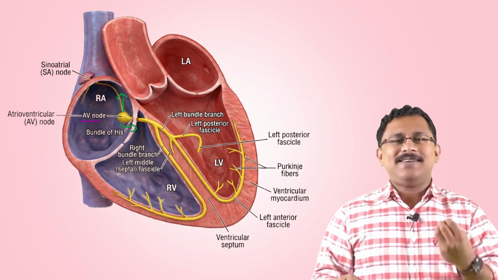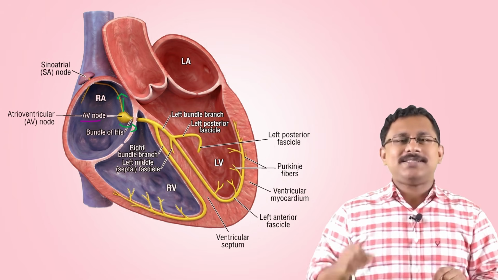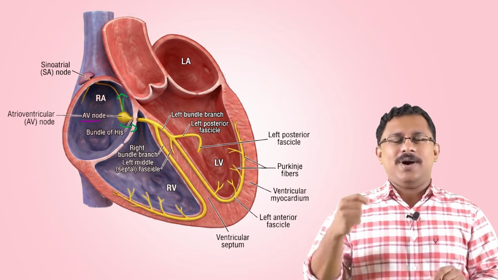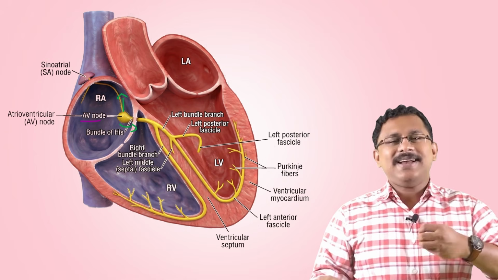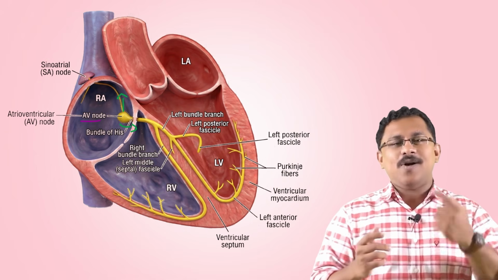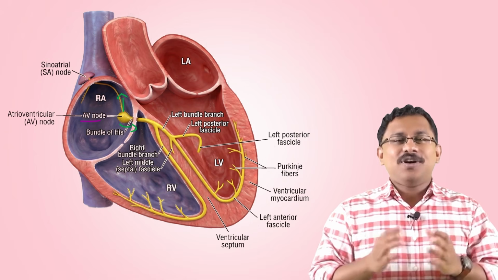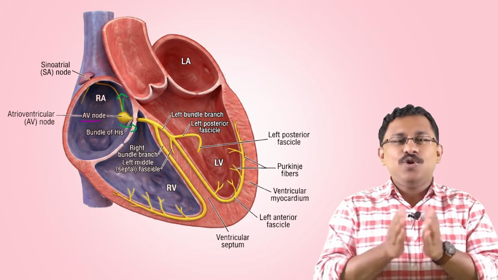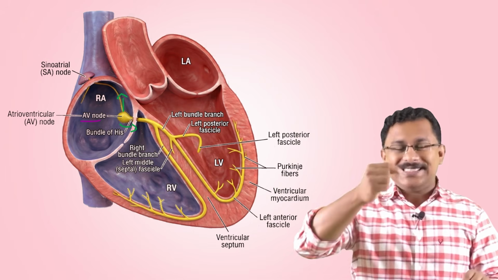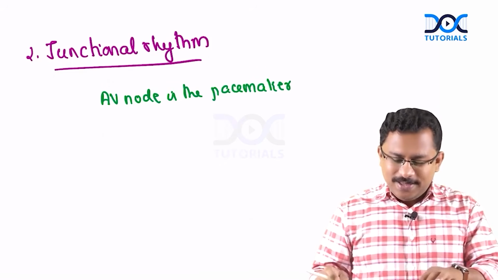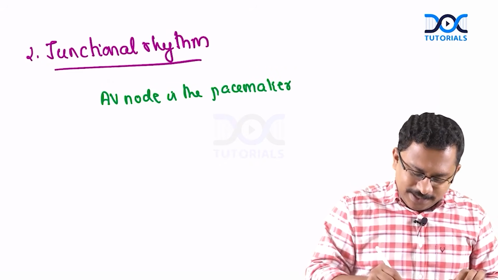However, you can also have a scenario where the P occurs slightly before the QRS or slightly after the QRS. Well, in such scenarios, since the depolarization of the atria occurs in a retrograde direction, what sort of P waves are you expecting? You are expecting retrograde P waves, that is, inverted P waves. So the AV node is acting as the pacemaker.